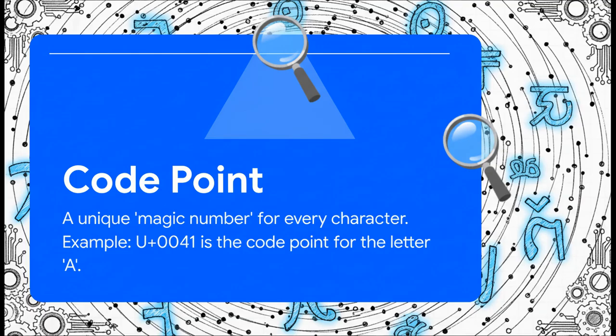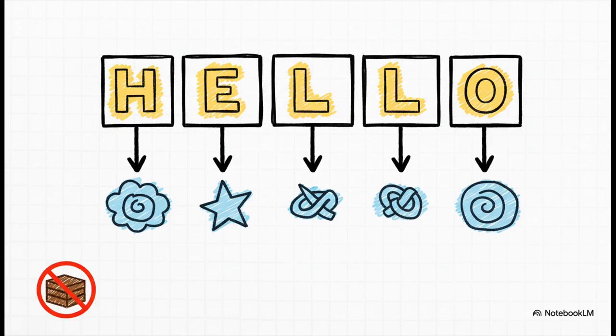U+0041 will always, forever, mean the character A, no matter what computer you're on, no matter where you are in the world. So, a simple word like hello isn't really a sequence of bytes anymore. At this stage, it's an abstract sequence of these code points. It's just a list of numbers. See, we haven't even talked about how to save this to a file yet. We're still in the world of pure concepts.